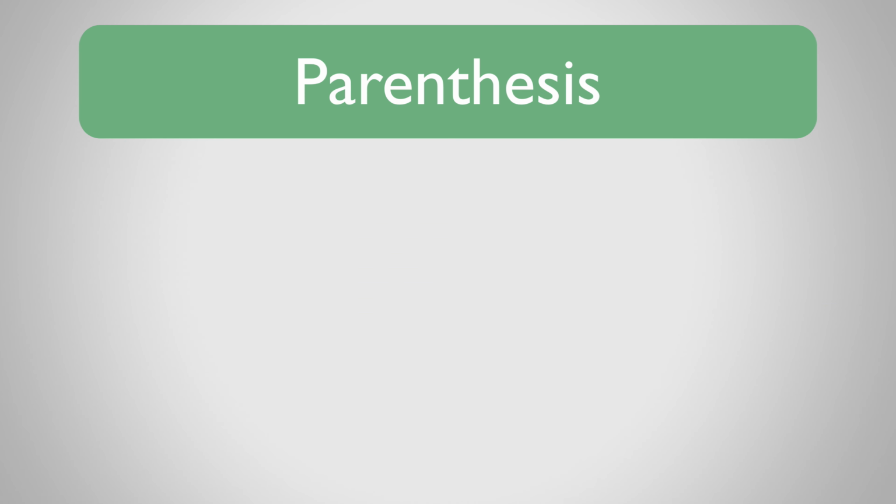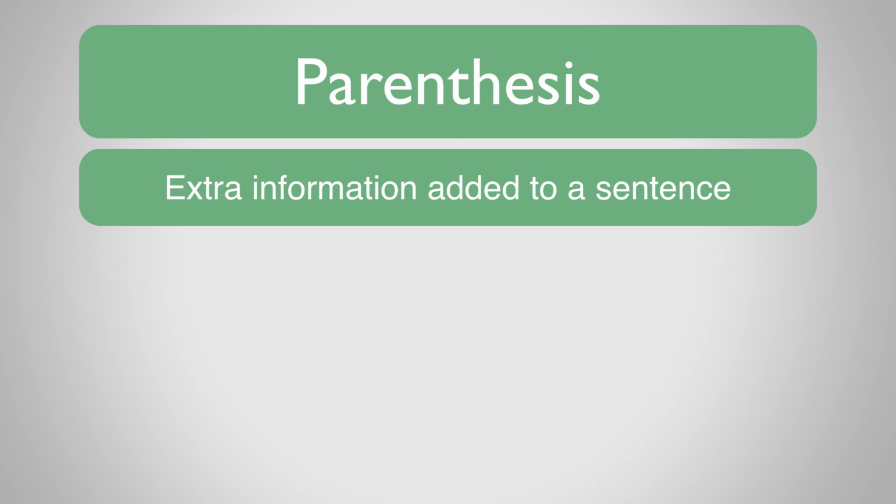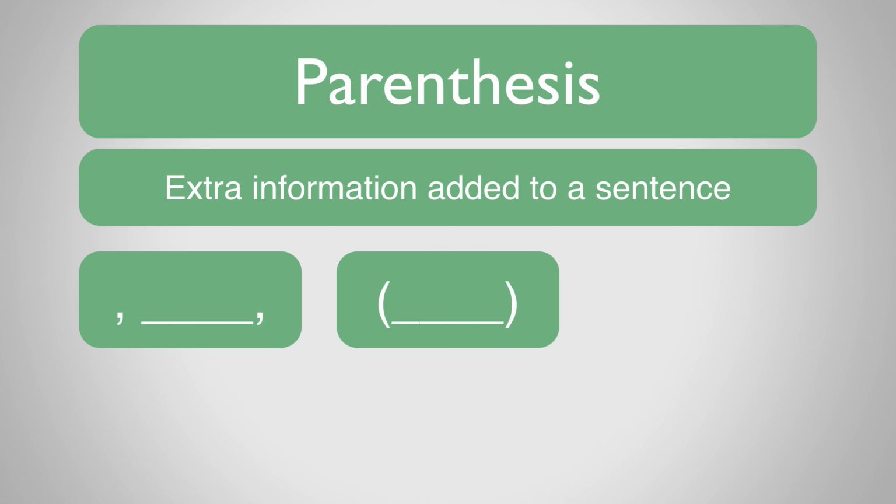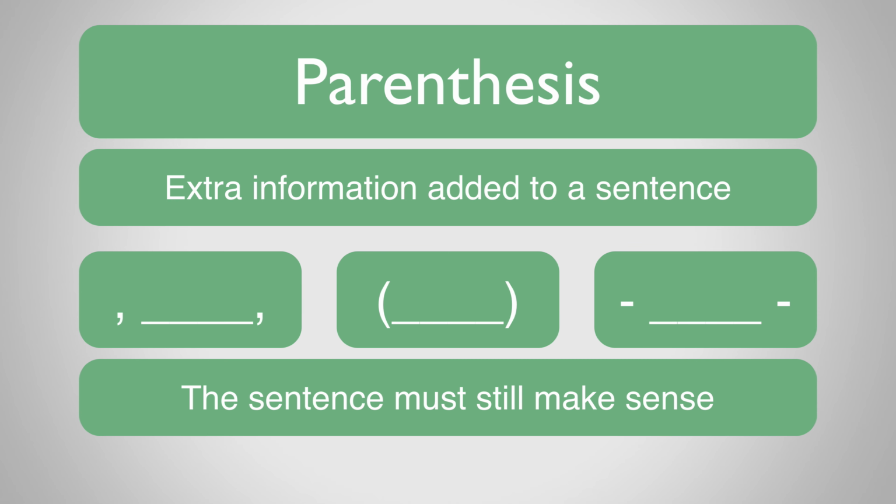So, a parenthesis is an extra piece of information that may be added to a sentence. It's held in place either with a pair of commas, a pair of brackets, or a pair of dashes. Finally, the sentence must still make sense, even if the parenthesis is ignored.